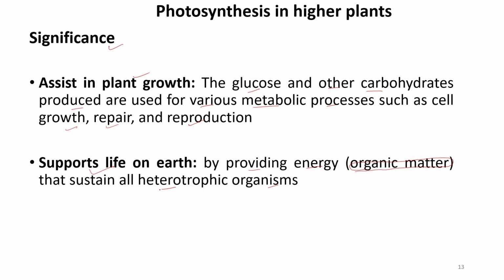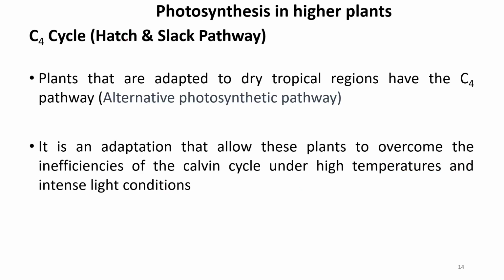Heterotroph, which feeds on what? Producers. Okay, so plants are the producers and heterotrophs feed on these producers, these photosynthetic organisms, plants. Okay, and plants produce organic matter which is eaten by heterotrophic organisms such as deer or cow. Okay, now this was the end of the C3 cycle.